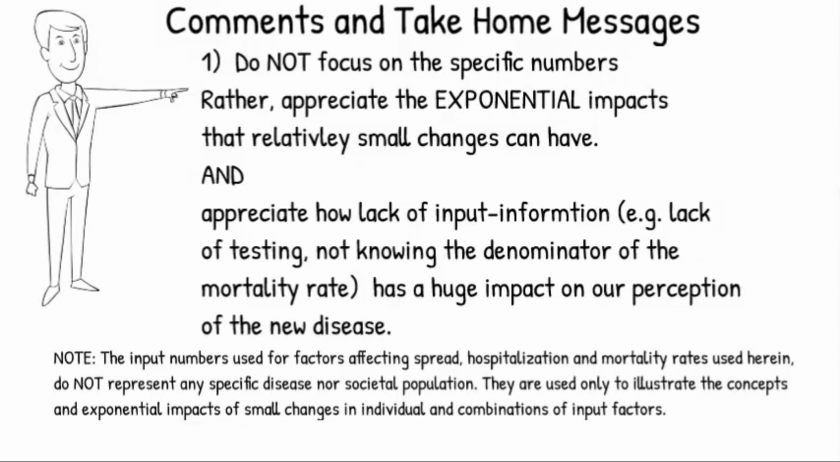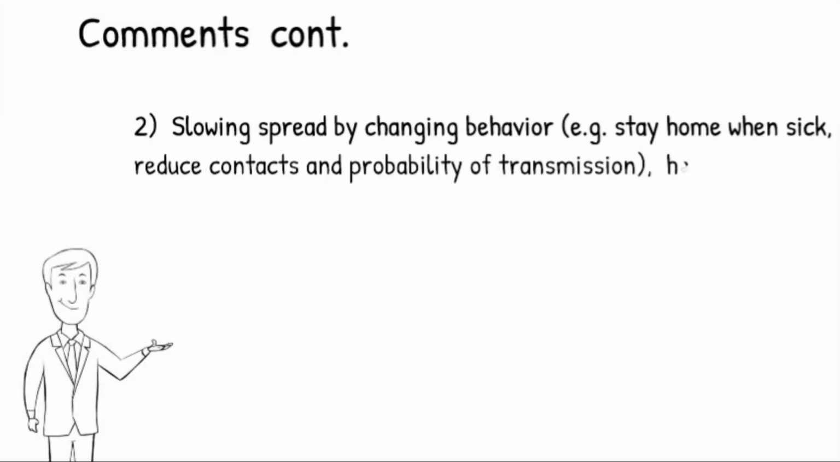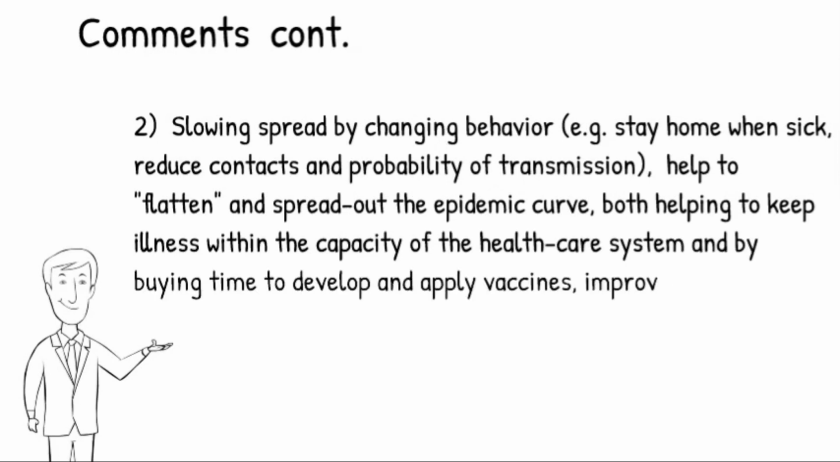Also, appreciate that lack of information or knowledge about inputs such as the mortality rate greatly influences our perception of the disease. Slowing the spread, changing behavior such as staying at home when sick, reducing contacts, and reducing probability of transmission all help to flatten or spread out the epidemic curve over time, both helping to keep illness within the capacity of the healthcare system and buying time to develop new vaccines and improve treatments.